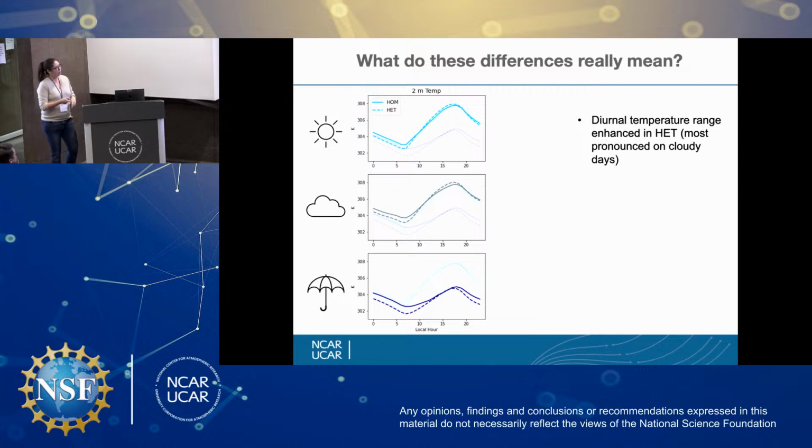What's interesting to note right off the bat is that in all 3 cases, we see that the overnight minimum temperature is actually decreased when we add in heterogeneity relative to homogeneous cases. And on clear and cloudy days, the maximum temperature is actually increased a bit too. So we're enhancing the total diurnal range of temperature when we add in heterogeneity in these cases.